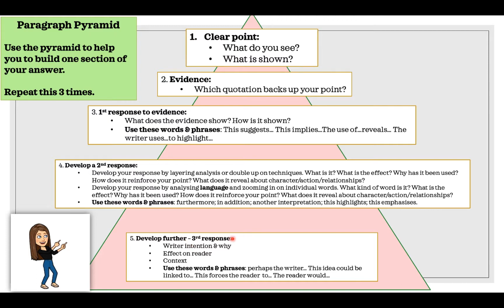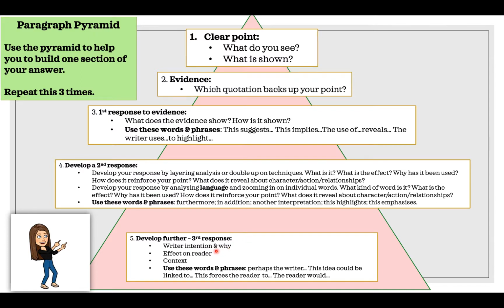And the last, try and develop further. And this is where you maybe focus on your why. So what is the writer's intention? Why did she do whatever it is that you said that she did up here? Why is it that she included these techniques that you've commented on here? Why did she include this particular word or phrase? And what does she want you to understand?